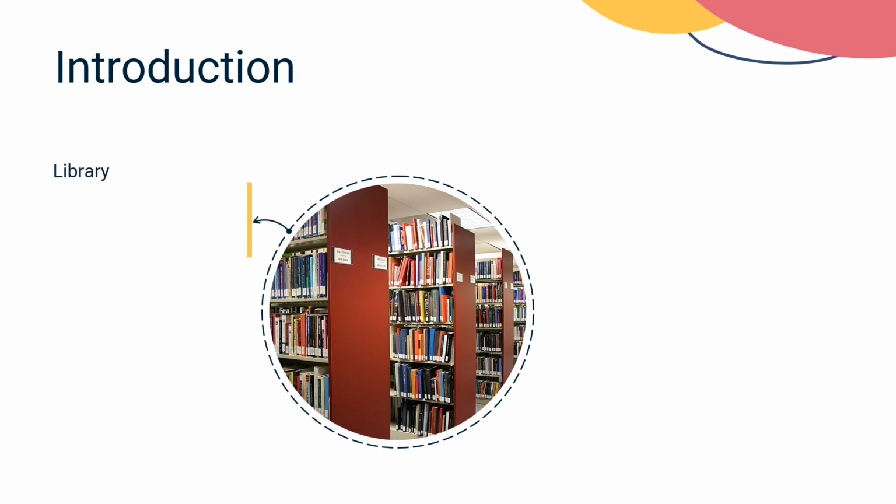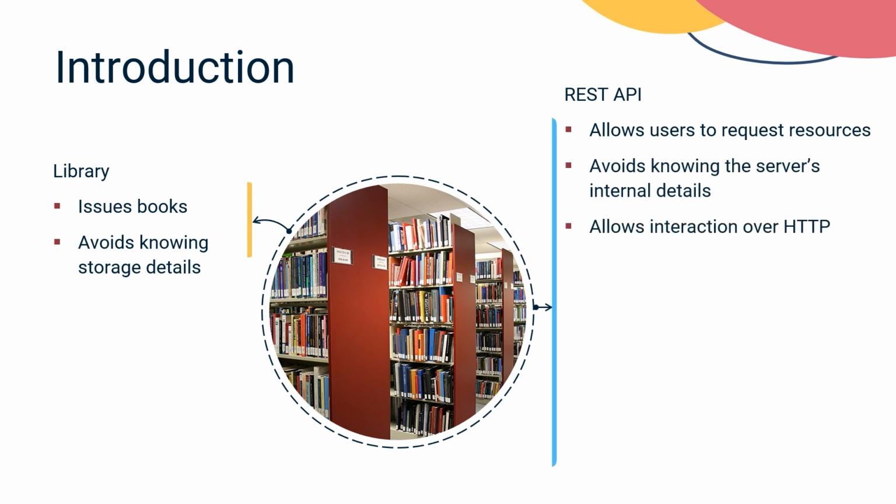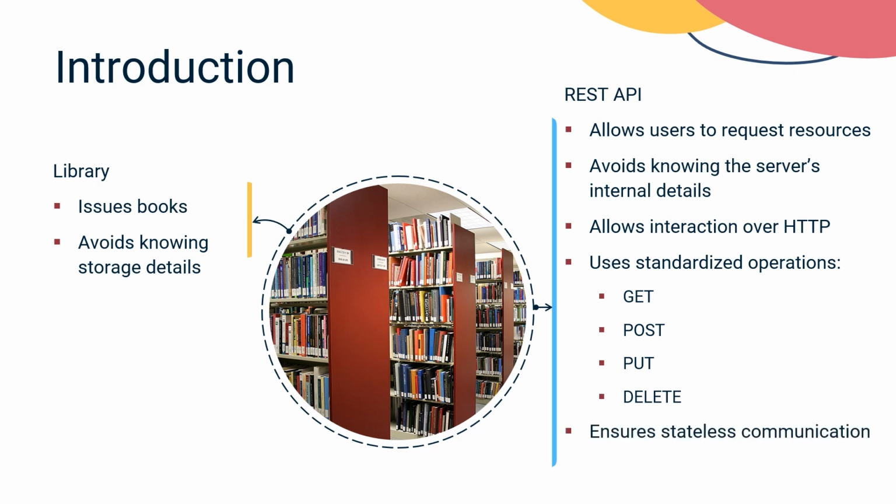Imagine a library system where you can request books without needing to know how or where they are stored. Similarly, REST APIs allow users to request resources from a server without requiring knowledge of the server's internal implementation. A representational state transfer application programming interface, or REST API, allows interaction with resources over HTTP using standardized operations such as get, post, put, and delete. It ensures stateless communication and uses resource representations such as JSON or XML.